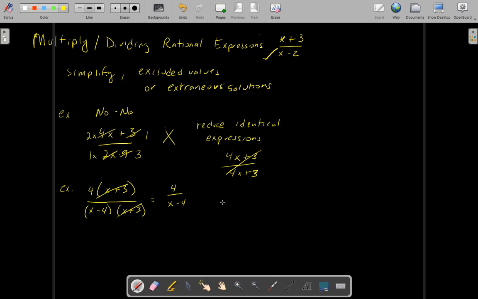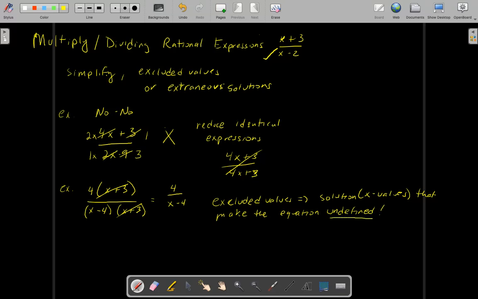All right. So the idea is, what are excluded values or extraneous solutions? They are basically solutions, or x values, that make the equation undefined. Okay, so that's how it works. You have to make the equation undefined.